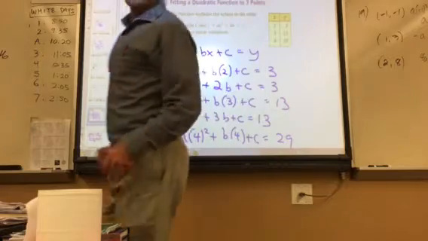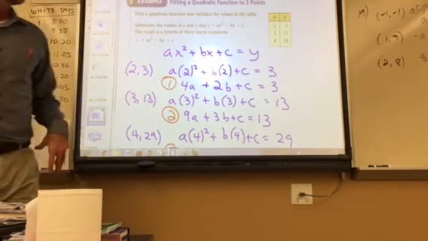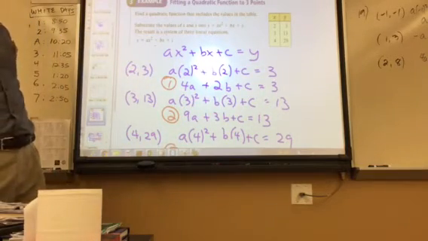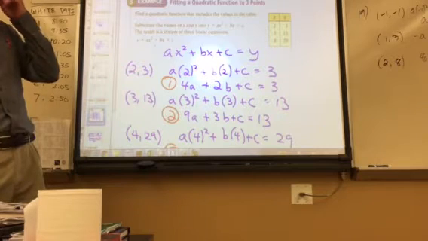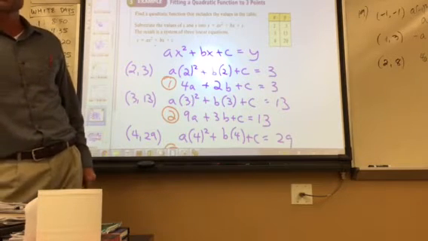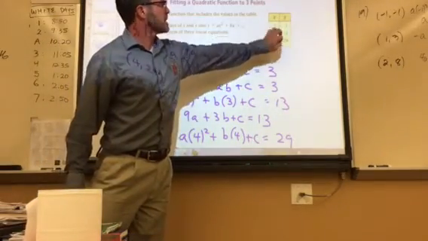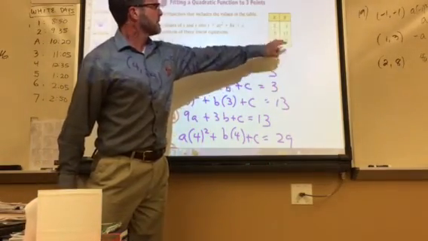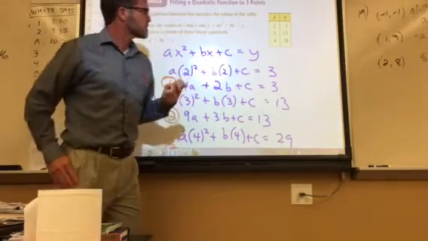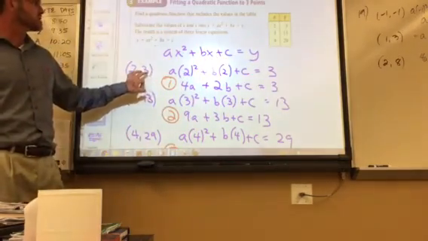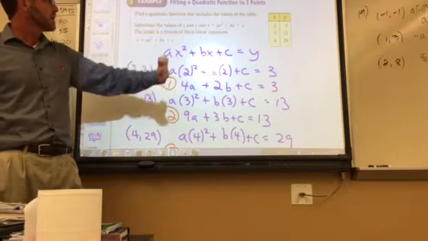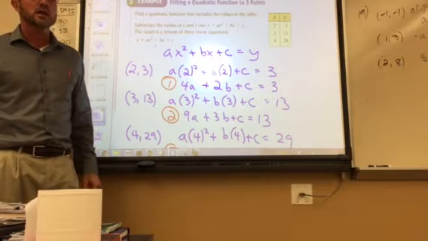So now we're going to go to the second part of this lesson, where we are fitting a quadratic to some data points. So we notice we got the three ordered pairs here, (2, 3), (3, 13), and (4, 29). Each of those is going to get plugged into the standard form of the equation, ax squared plus bx plus c equals y.